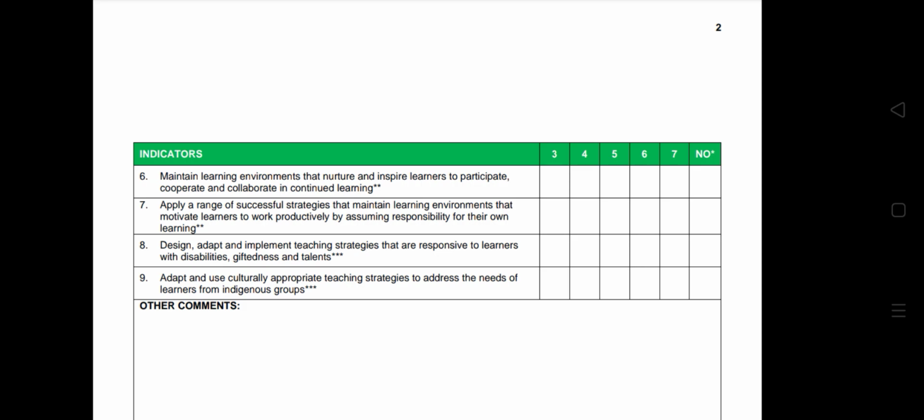And motivates them to work productively and be responsible for their own learning. Yan, fellow teachers. For example, ang yung strategies is less than half, more than half, almost approaching, or loosely associated, somewhat aligned, usually aligned, and well aligned. Okay, number 8, design, adopt, and implement teaching strategies that are responsive to learners with disabilities, giftedness, and talents. Okay, learners with disability, giftedness, and talents.